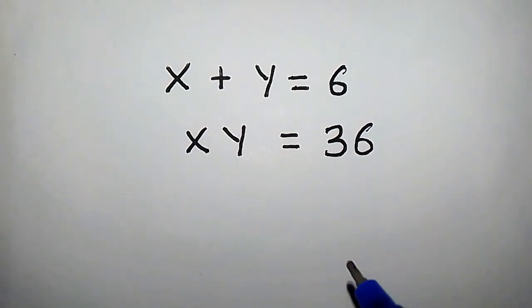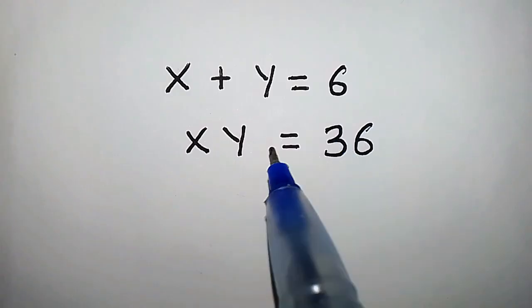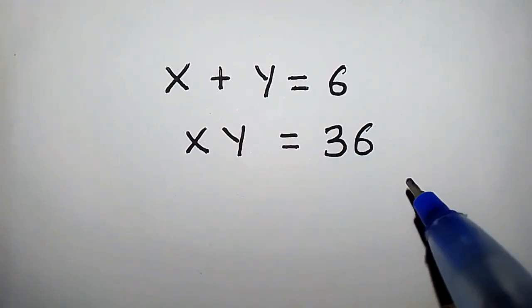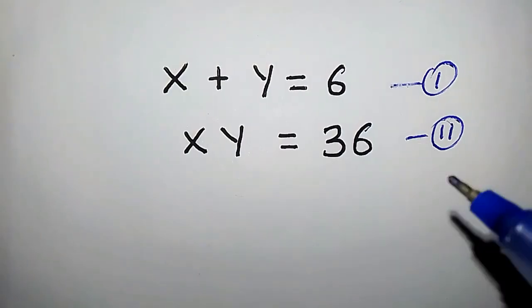Hello, how do we solve this algebra question? x plus y equals 6, xy equals 36. Let's call this equation 1 and this equation 2.